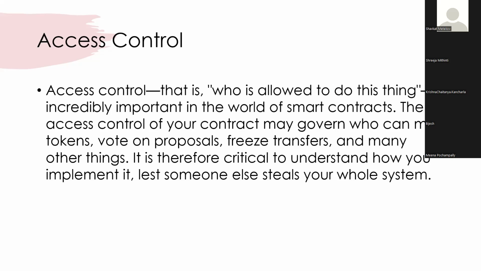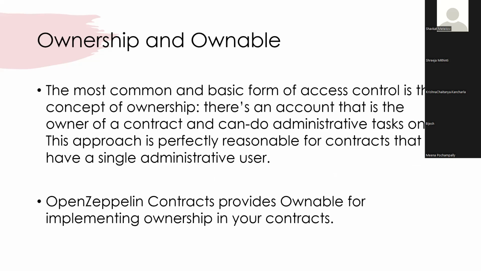So the access control of your contract may govern who can mint tokens, vote on proposals, freeze transfers, and many other things. So it's very, very important for you to understand how to implement it, or someone steals your entire system. So we have ownership and Ownable contracts.